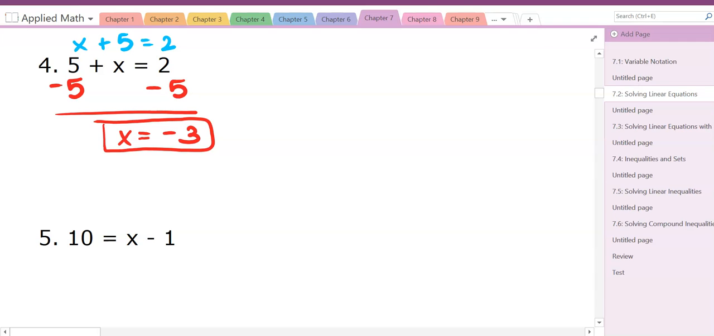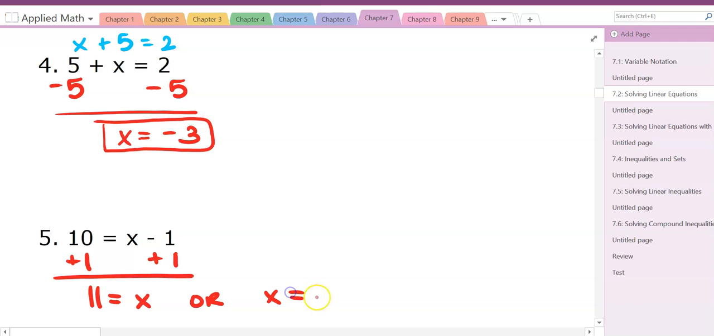What did you do for number 5? Add 1. So it says 11 equals x, which is the same thing if you flip it around and say x equals 11. So you can go either way there. So that's using the addition one. It also included the subtraction one in those problems.